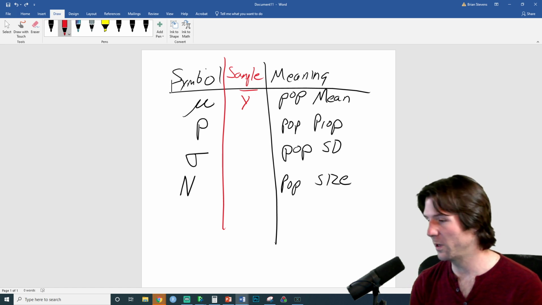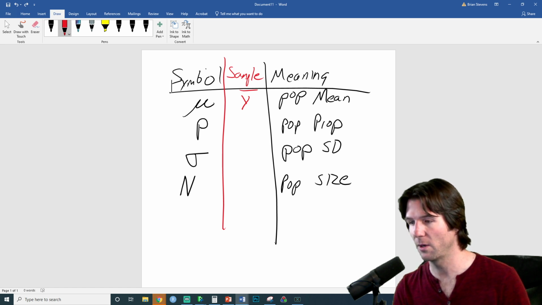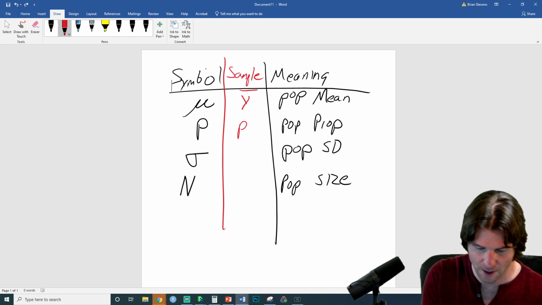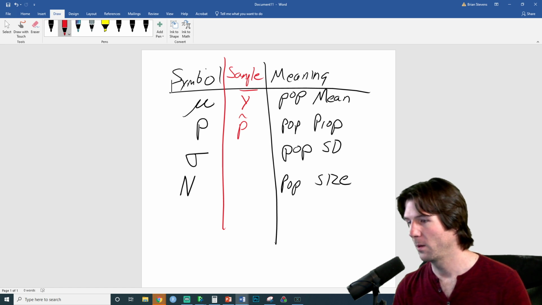And then p, what is the sample version of p? Does anyone know? P hat, you guys got it. Nice job. What is the sample version of sigma, which would be sample standard deviation?